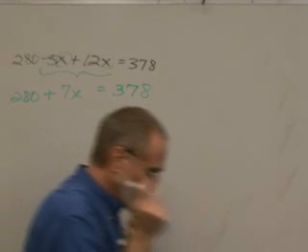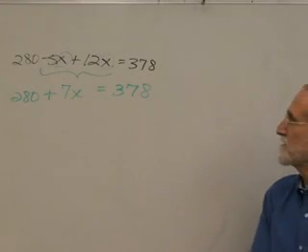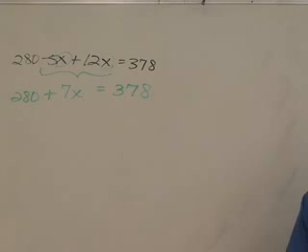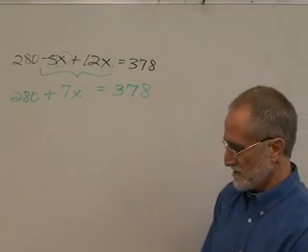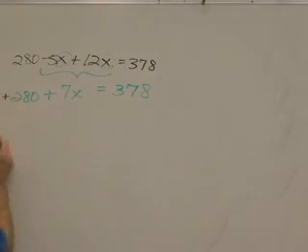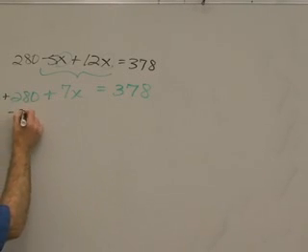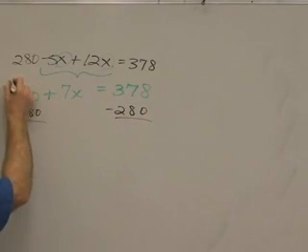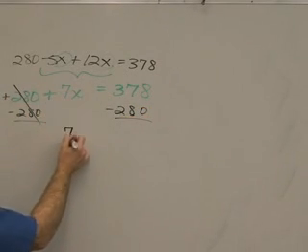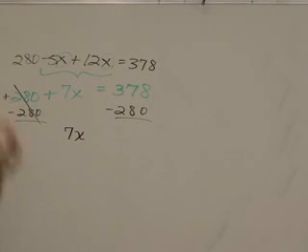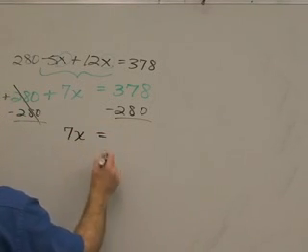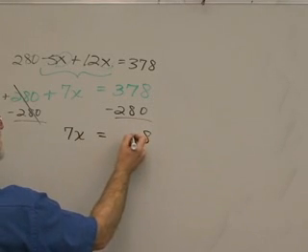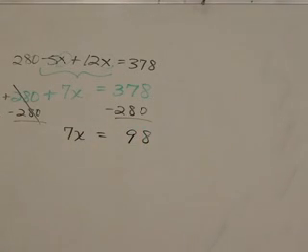Now we want to get the X term by itself and everything else on the other side. So what are we going to do next? Yeah, we want to get rid of that 280. It's being added to 7X. So let's subtract 280 from both sides. And the 280 becomes 0, and 0 plus 7X is just 7X. So effectively that 280 goes away on the left side, and it gets subtracted from the right side. So we have 7X equals 98. We're almost done.